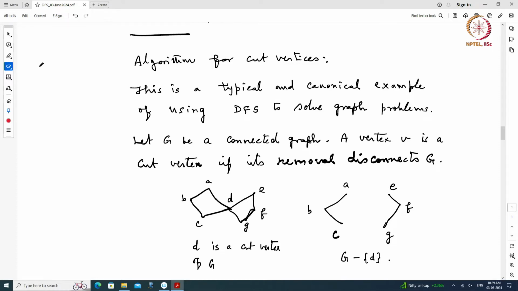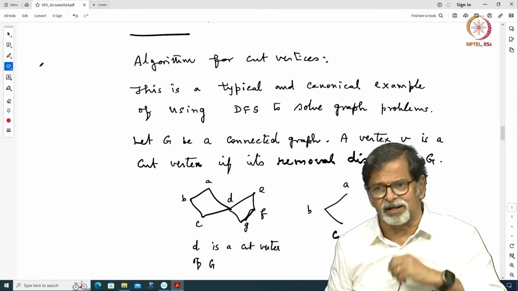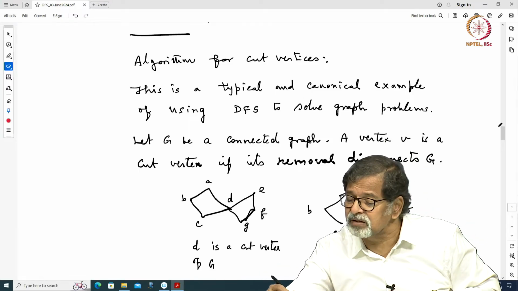For example, in the graph shown in the picture, vertex D is a cut vertex. You remove it, you can see that several pieces are created. A, B, C, E, F, G, these are all different pieces. It is disconnected. So D is a cut vertex of a graph. B or F is not a cut vertex. You remove F, still you have a connected piece remaining there.